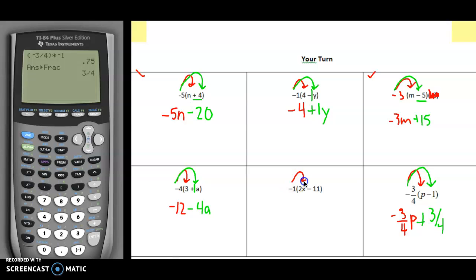Okay, last one here, guys. So -1 and 2x gives us -2x. Multiplied my numbers, just threw on that x with it. And the second part here, we have -1 times -11, which makes a +11.